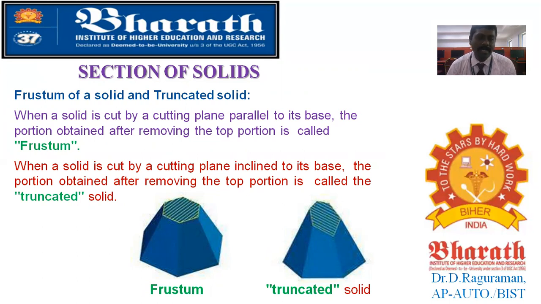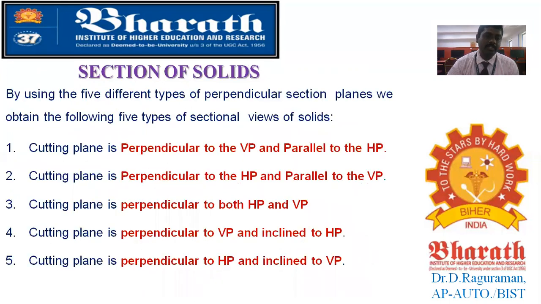And also if you are cutting the solid by a cutting plane inclined to the base, not parallel. Parallel means it is a frustum. You are making the cut inclined to the base, so the portion obtained after removing the top portion is what is called a truncated solid.